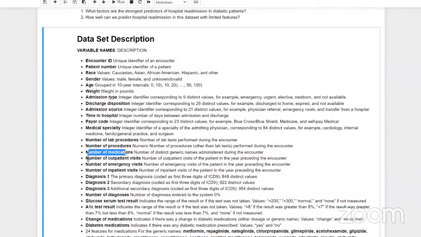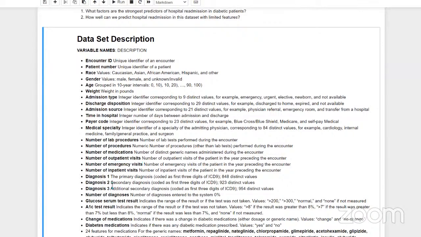Number of outpatient visits. Then number of emergency visits, so the number of emergency visits to the patient in the year. Then number of inpatient visits, the number of visits to the patient in the year preceding the encounter.